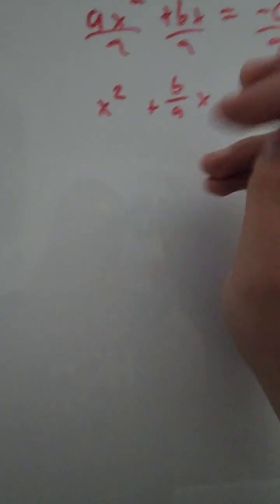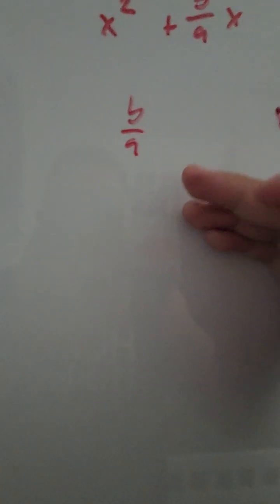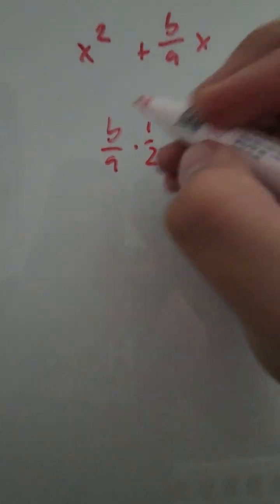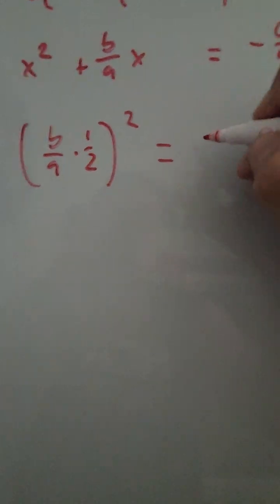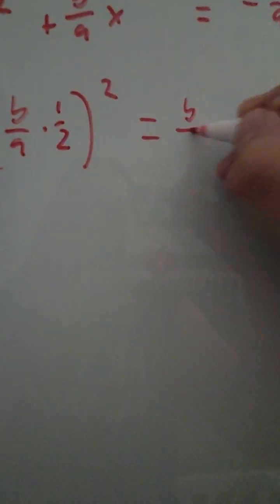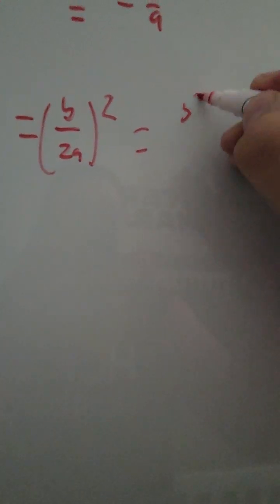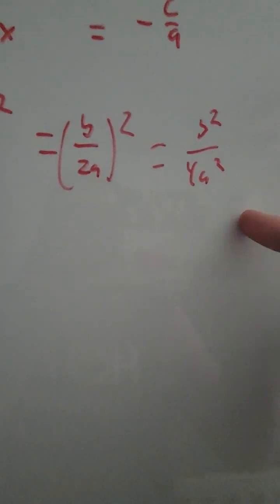So we can do the b value, b over a, and we can put this over 2, but I'm not going to do that. We're just going to times it by 1/2 because it means the exact same thing. And then we can square it because that's what complete the square states. Then we can do b over 2a, we square it, and that will just be b squared over 4a squared. Looks familiar, huh?